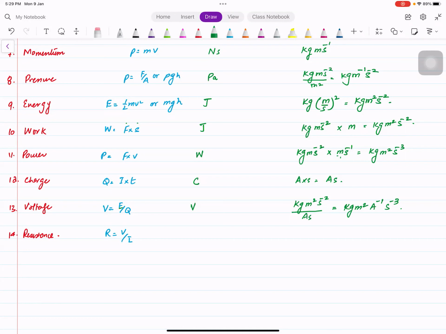Okay. Now, resistance is in ohms, because it's voltage over current. So voltage units are what we just found out: kg meter square ampere minus 1 second minus 3. So you can divide it by current again, and then it is going to be kg meter square ampere minus 2, in fact, and then second minus 3.